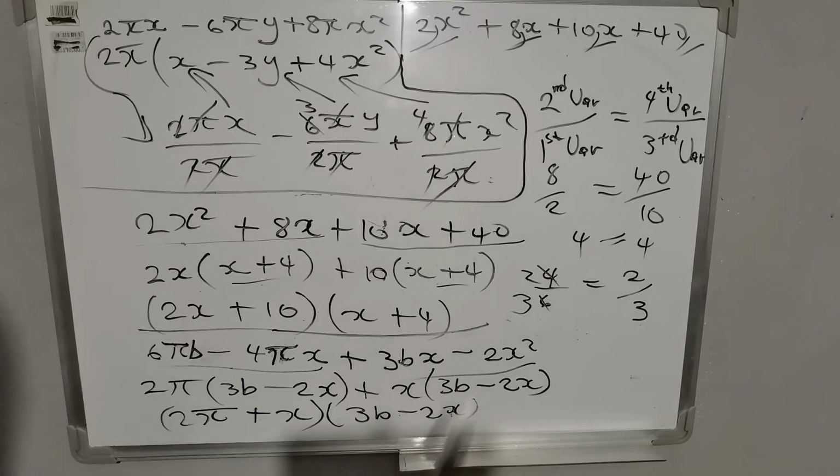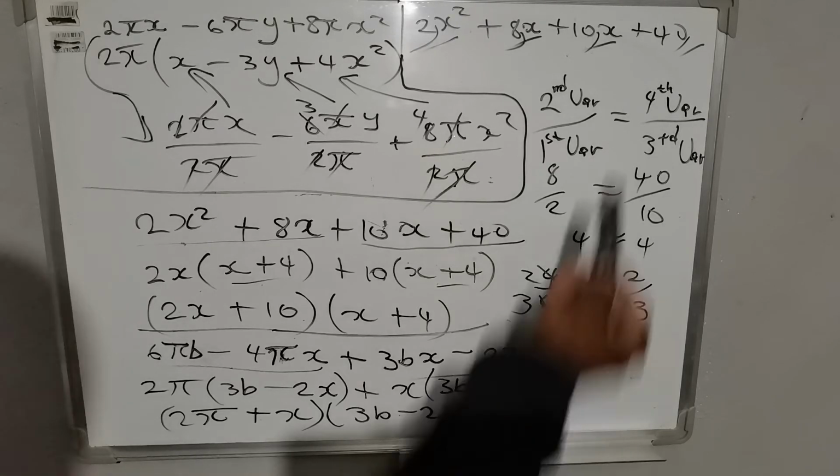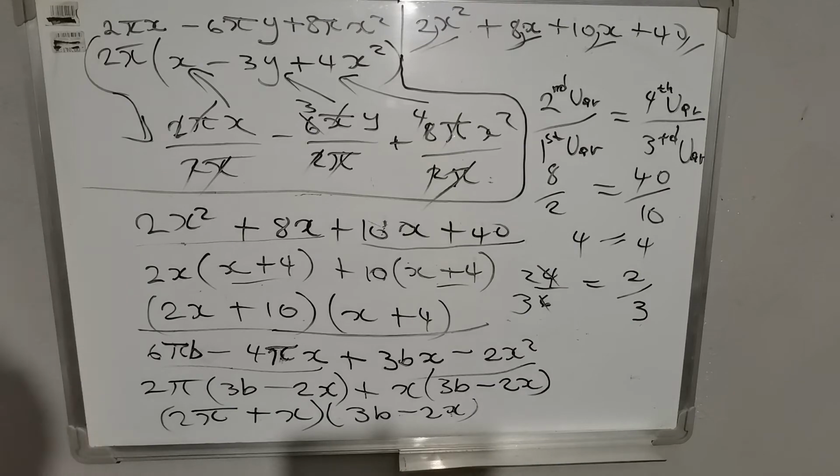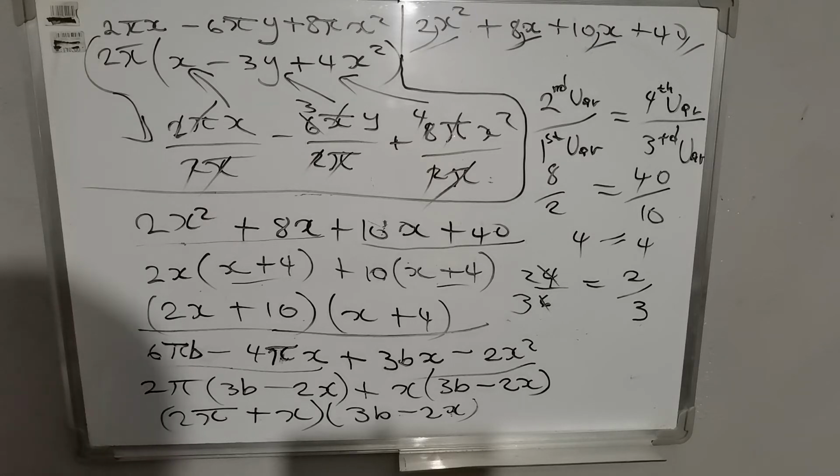How do we check grouping? As I've said, by taking the number on the second variable and dividing that number by the number on the first variable. It must be equal to the number on the fourth variable divided by the number on the third variable. If we get the same thing, if the left hand side equals the right hand side, we will use grouping. If the left hand side does not equal the right hand side, we will not use grouping.